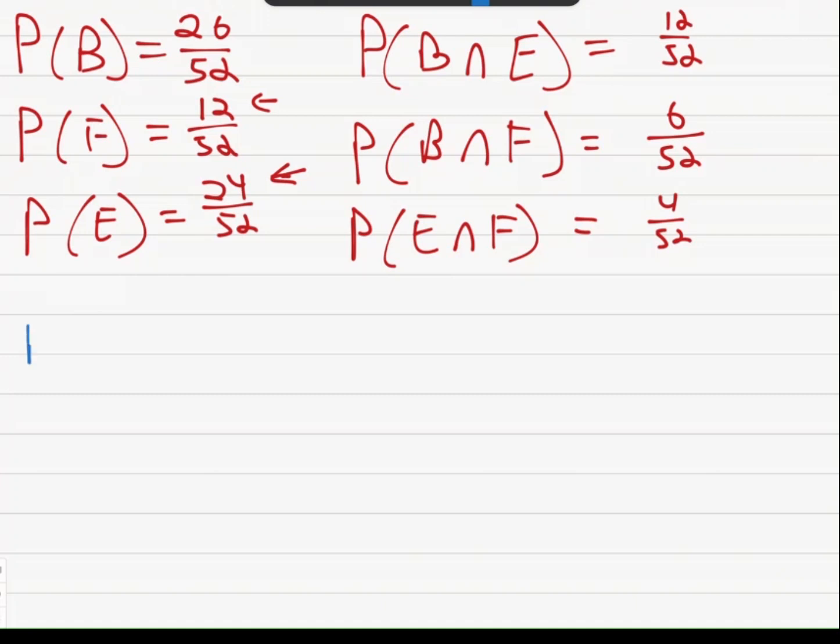We're going to see if B and F are independent. So we'll look at the probability of B given F. What is the probability of drawing a black card given that we know a face card has already been drawn? So the conditional probability formula tells us that B given F is equal to the probability of B intersect F divided by the probability of F.